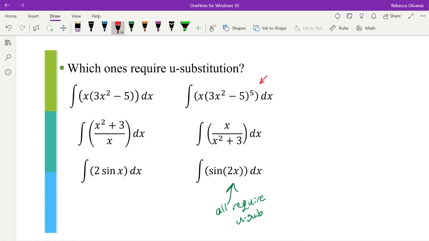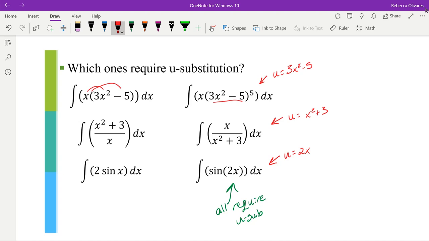For this first one up here, we would let u equal 3x squared minus 5 because that's like an inside function. For the second one, I would let u equal x squared plus 3 because you can see that the derivative of x squared plus 3 is not quite x, but there's a constant there that you can take care of. And then for the last one, I would let u equal the inside function, which is 2x.